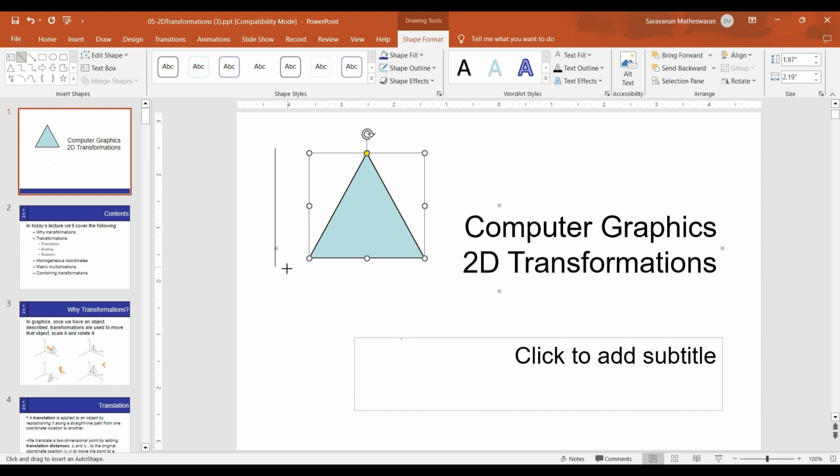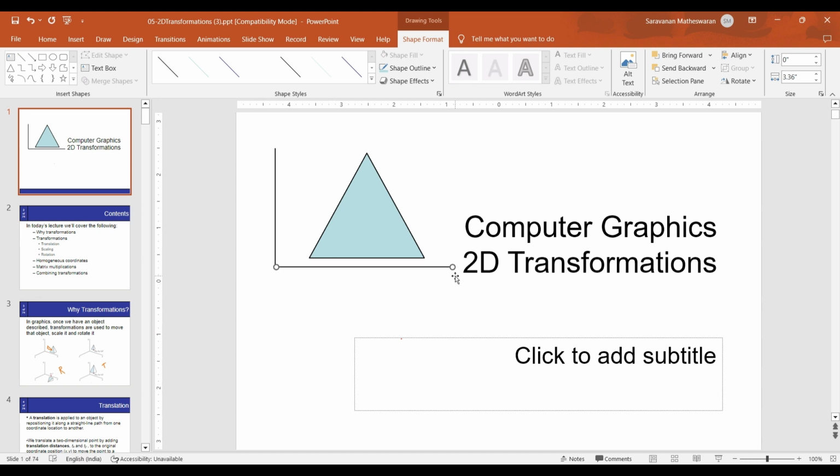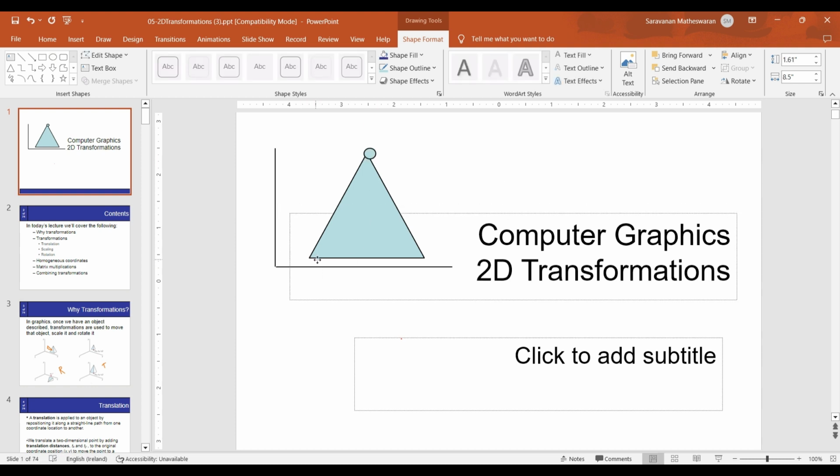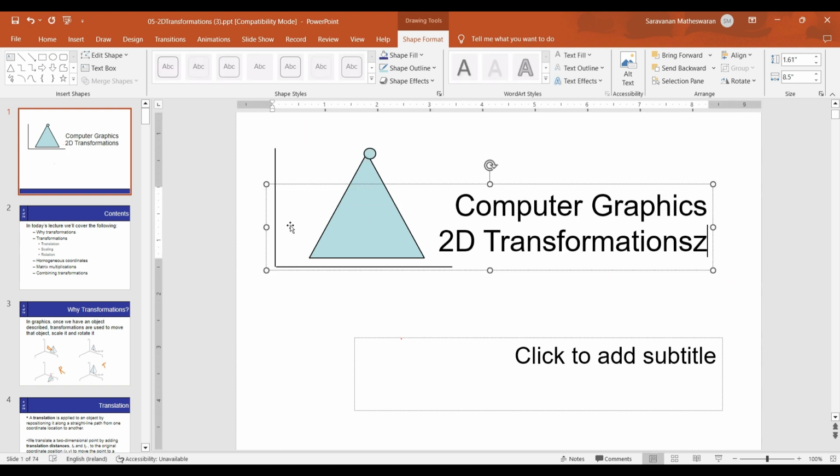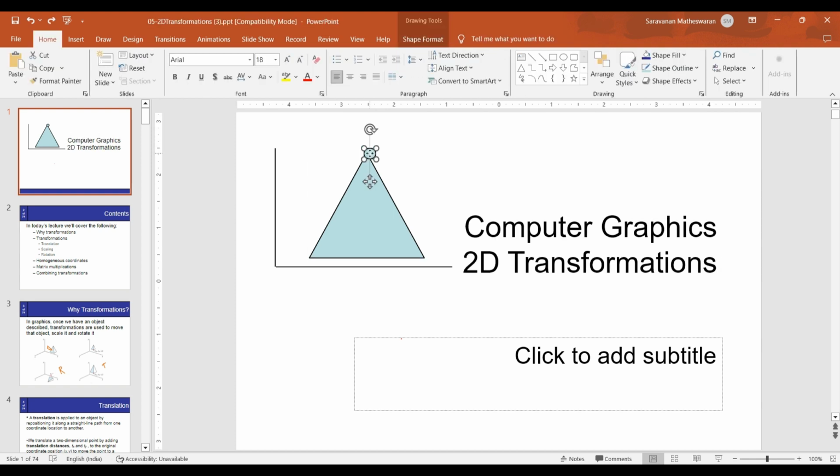Suppose we consider the x coordinate and the y coordinate. With the x and y coordinates, you can only see the front view. This is referred to as a point. Here is another point, and here is one more point.